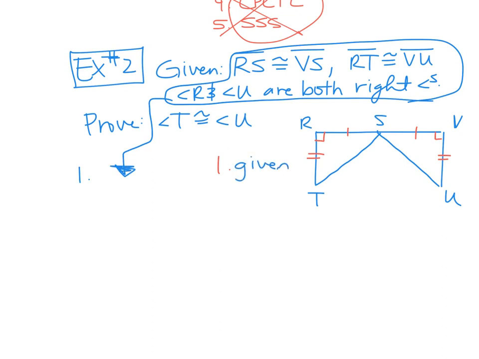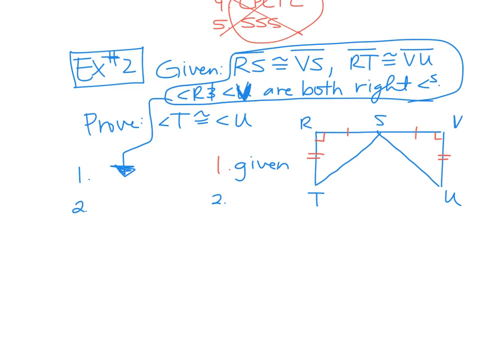Wait, is U supposed to be switched with V, because V is the one that's the right angle? Oh, I did write U as the right angle. It's supposed to be V. Sorry, my bad. R and V are both right angles. I wrote that wrong. Okay, so if you look at what we have here, you can probably see one of the three-letter theorems already, but technically we can't quite use it. What three-letter postulate do you see? Side angle side.